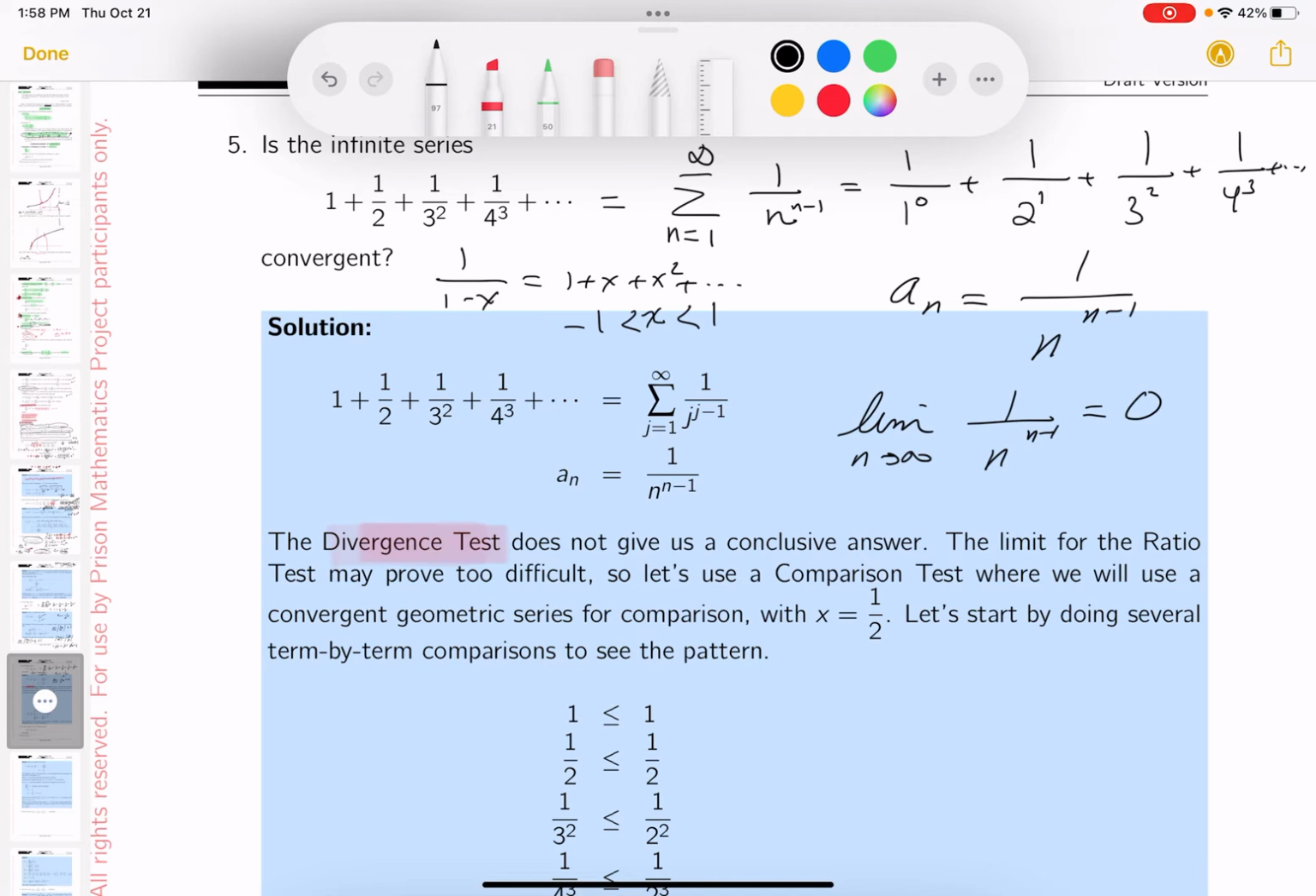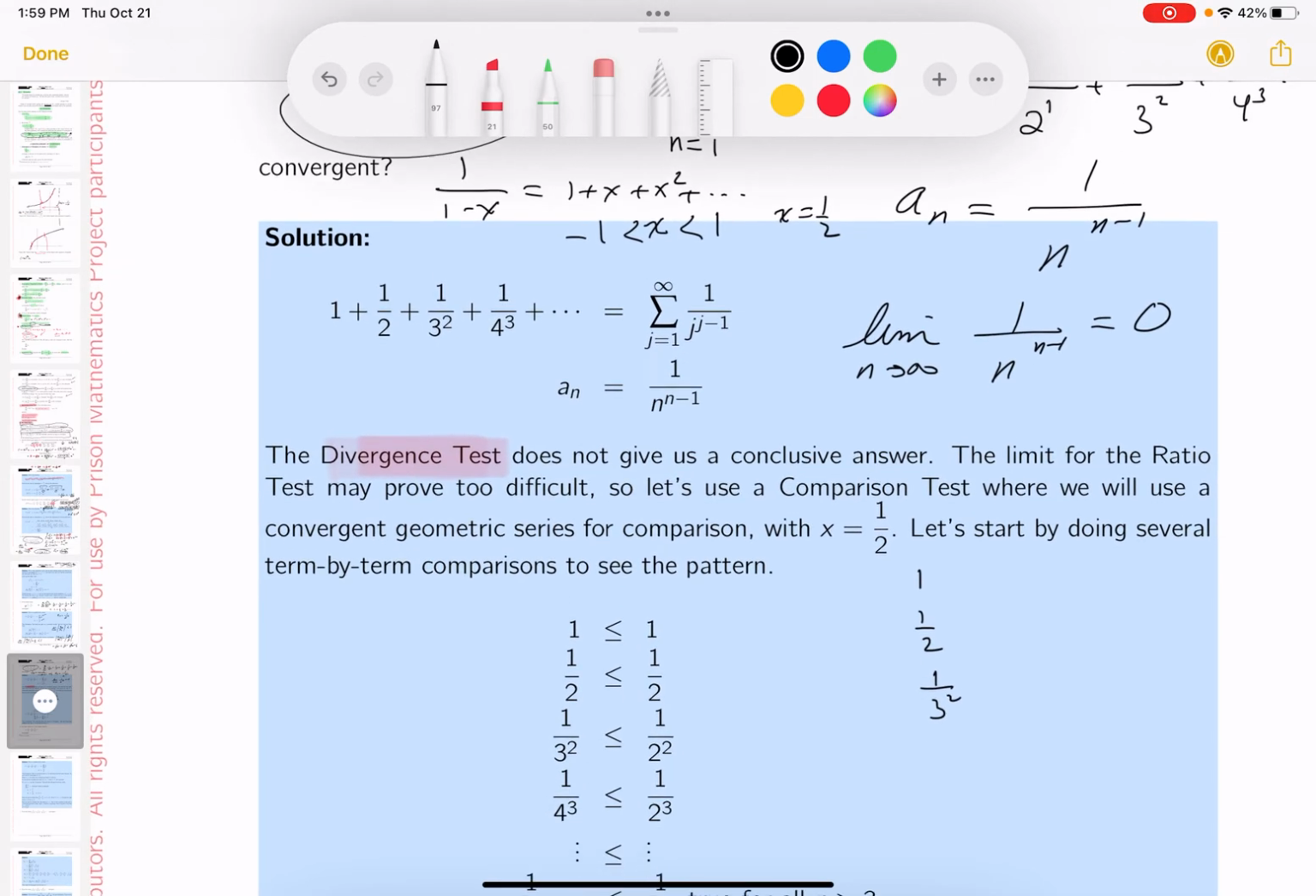And I'm going to start with a really simple one. I'm going to start with a half. So I'm going to start with x equals a half. So what would that be? Well, if I start with a half, which is easy for me, you can start with a different fraction if you want. But I know it converges. So I want to do a comparison term by term. So, the first term of this series over here, I'll write them down for you. It's 1 half, 1 over 3 squared. I think you get the idea.